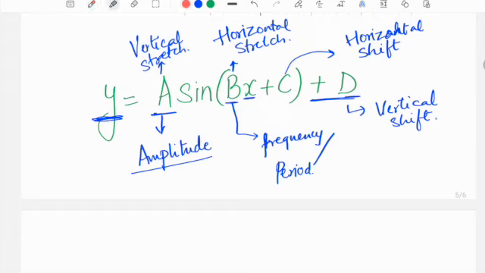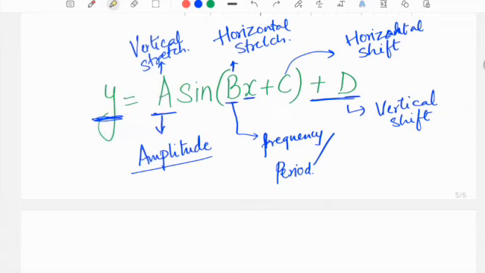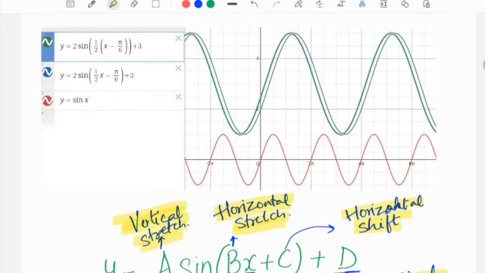Okay, so these are a few new terms. Let's highlight them. So these are your few new terms to remember. Right, so we have vertical stretch, we have horizontal stretch, horizontal shift, and vertical shift, right? And now let's see a graph, how it looks.